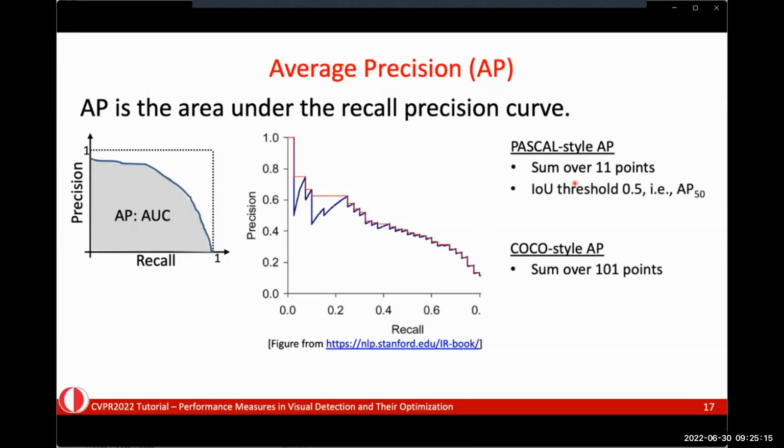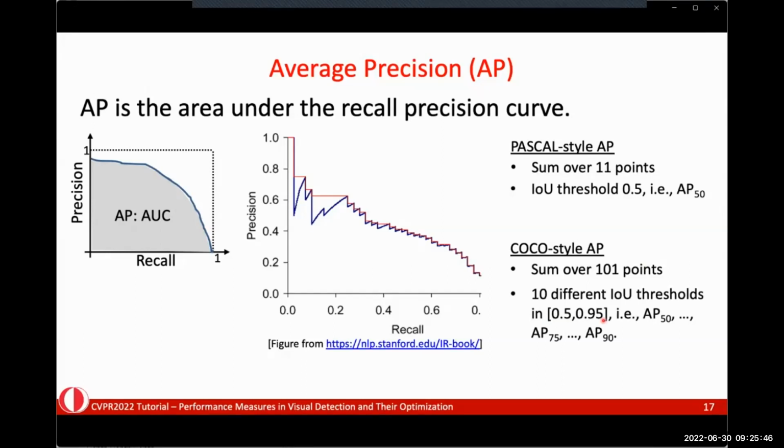The Pascal dataset uses only one intersection over union threshold, which is 0.5, and hence the name AP50. But the COCO dataset uses 10 different intersection over union thresholds in the range from 0.5 to 0.95, and this produces 10 different AP values, and these are averaged together to get a final AP value.